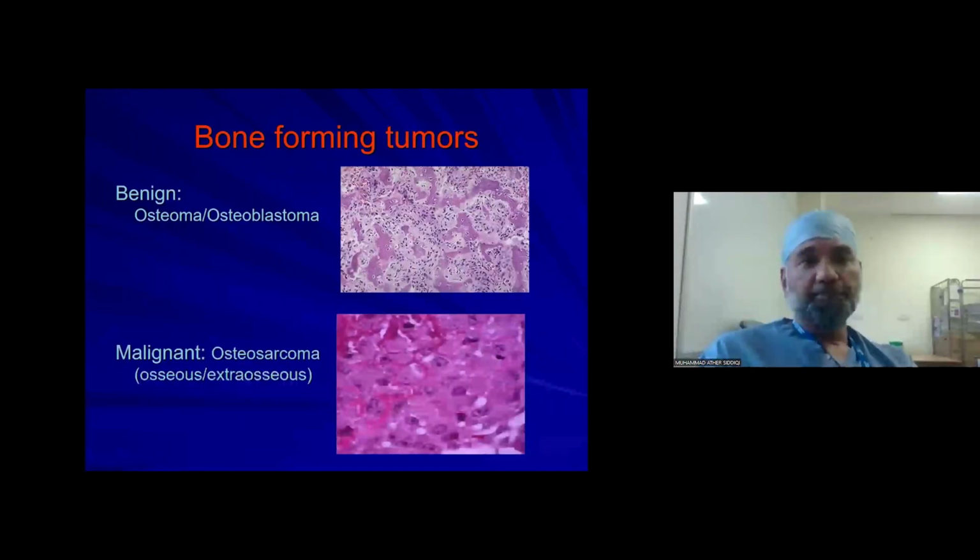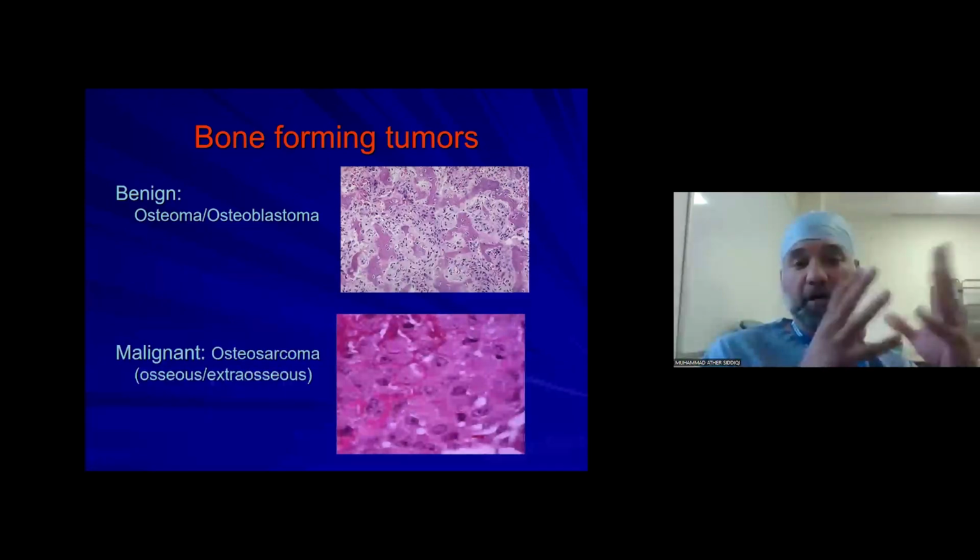So when we talk about bone-forming tumors, there's a benign variety, which is an osteoma, or you could have an osteoblastoma. But the malignant variety, you see this classical osteoid, which is the pink eosinophilic material, fairly acellular, interposed between the cells, and the cells have to be atypical as well. Whereas you can see in the first slide, the cells are very well differentiated. You can see only singular nuclei, whereas you can see pleomorphic nuclei in the second slide. So that's a malignant osteosarcoma on your second slide.